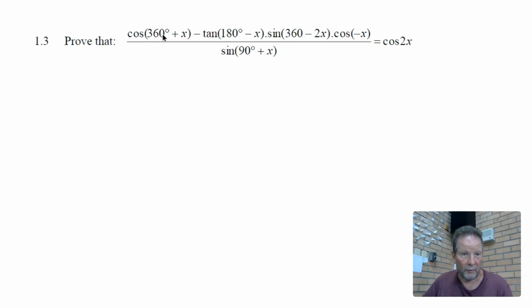The cos of 360 plus x, well, that's the first quadrant. You got to know where it is, 360, and it bends in it. So it's just the cosine of x. This one here, 180 minus x, that's the second quadrant. That must be negative tangent.